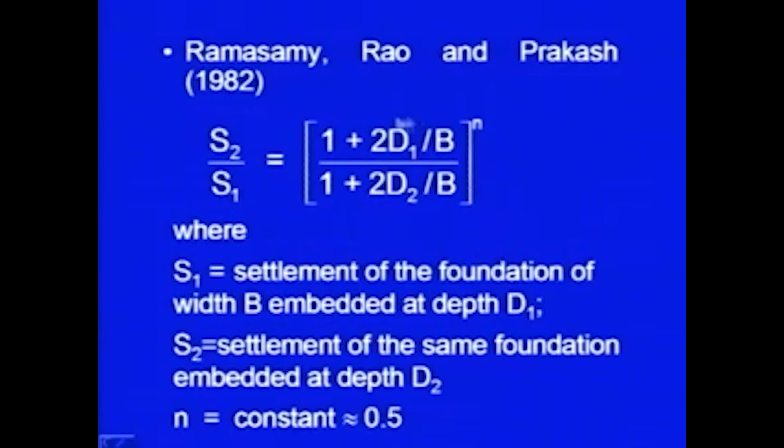So the computed settlement should be corrected according to the depth. This is one of the expressions which is available. S2 upon S1 is equal to (1 plus 2 d1 upon b) upon (1 plus 2 d2 upon b), to the power n. S1 is the settlement of a foundation of width b embedded at depth d1. S2 is the settlement of the same foundation embedded at depth d2, and n is a constant roughly equal to 0.5.